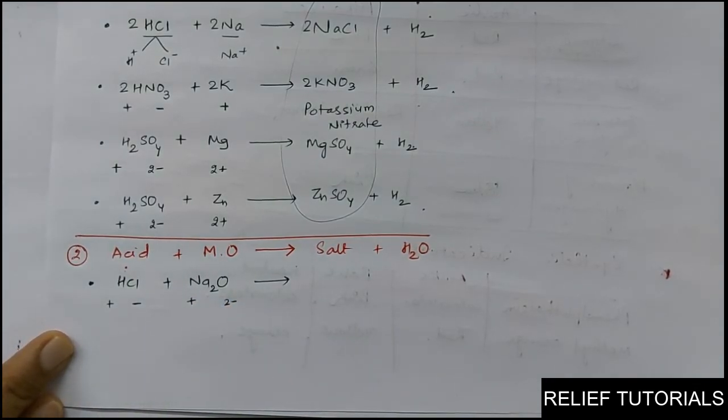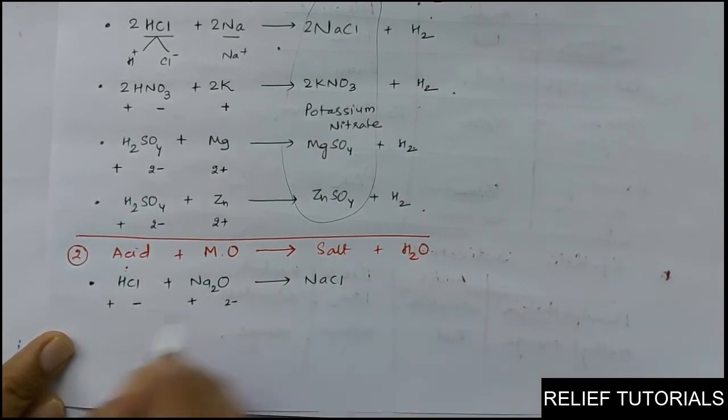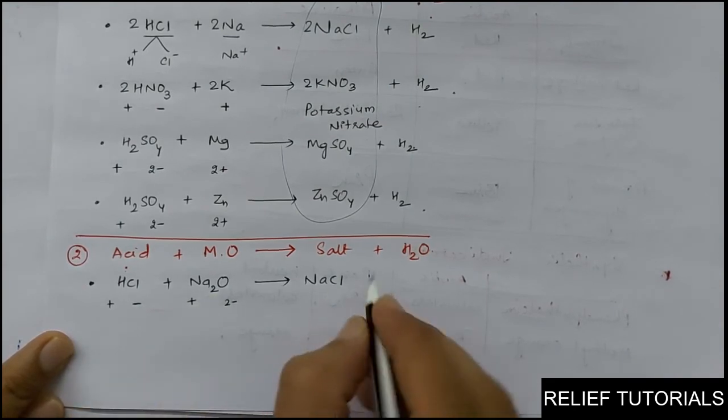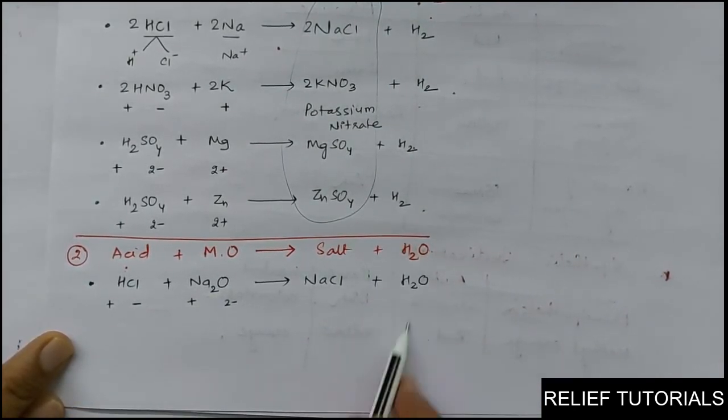Now ions will be exchanged to form new compounds. So this positive reacts with this negative. So Na plus, Cl minus forms NaCl. Now H reacts with O to form water, a fixed product. This will be everywhere. Now you just have to make the equation balanced.